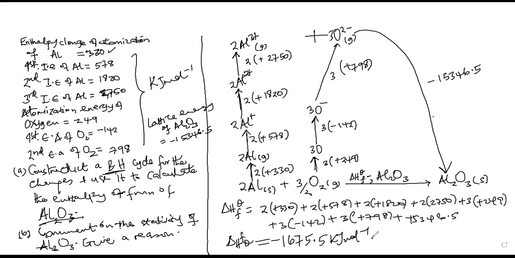When you're told to comment on the stability, we shall say that aluminum oxide is stable since its enthalpy of formation is exothermic. When the enthalpy of formation is exothermic, then the compound being formed is said to be stable. That is question 1.